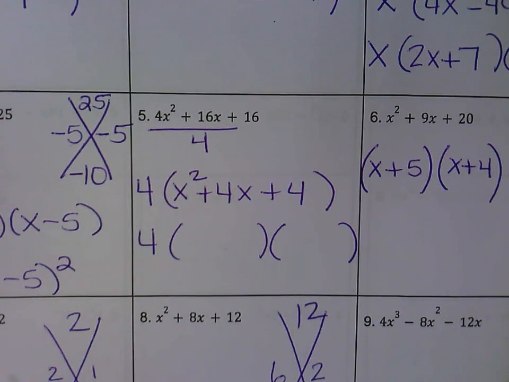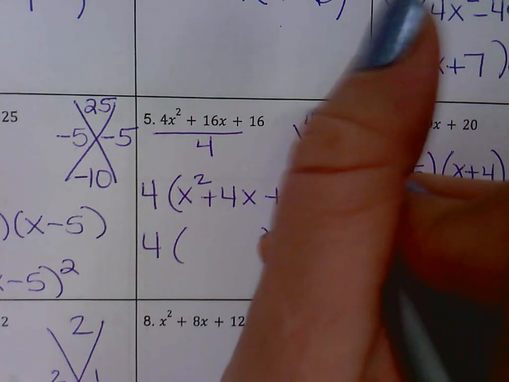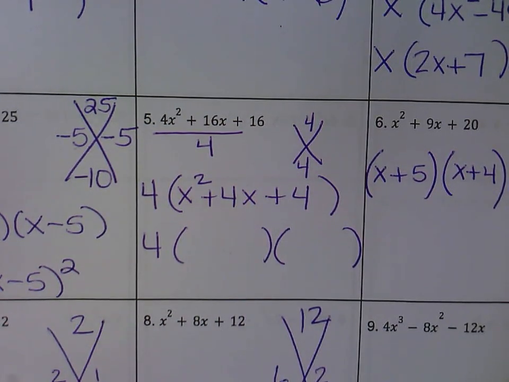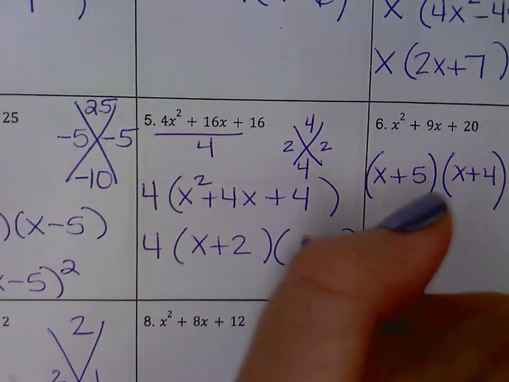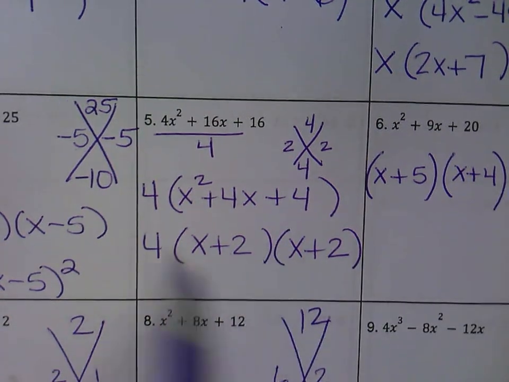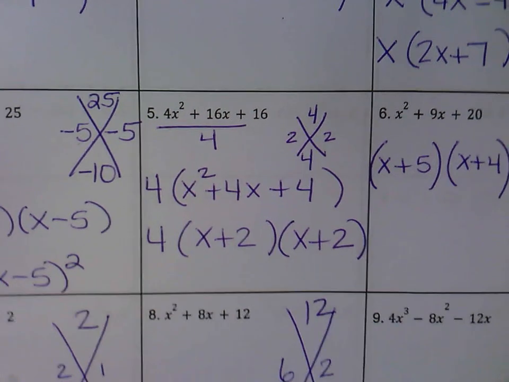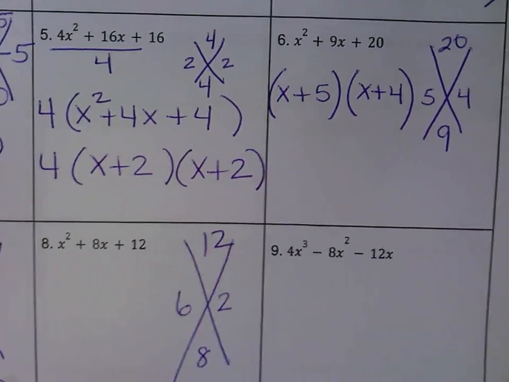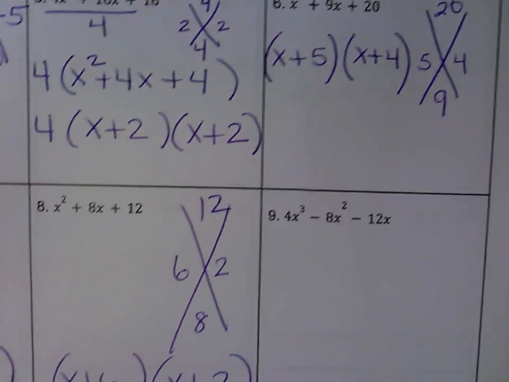So what are the factors of 4 that add up to 4? It'd be 2 and 2, right? So 2 and 2. X plus 2, x plus 2. So that was actually pretty easy once you divided out before. See if you can figure out on number 9 what you divide out as your greatest common factor, and see if the factor is one more step or if it's prime as the last step. Remember, prime means you can't go any further.